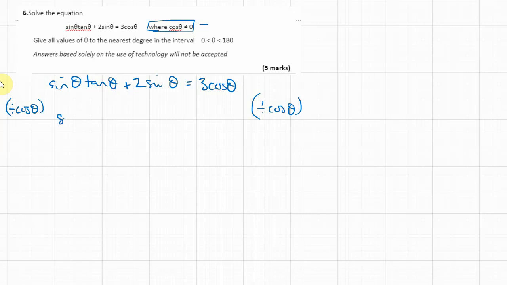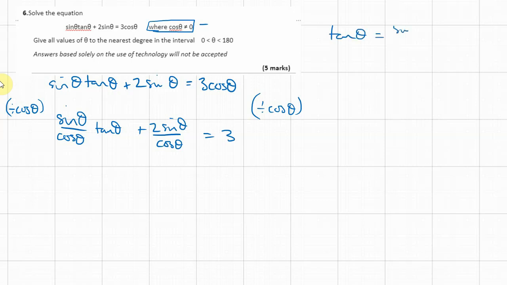So I'm going to divide by cos. Sine over cos, tan plus 2 sine over cos equals 3. Remember, the things we know at this stage are this, and rearrangements of them. So that's what we're kind of using. They're the two things we know.